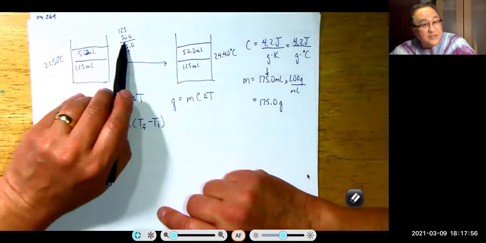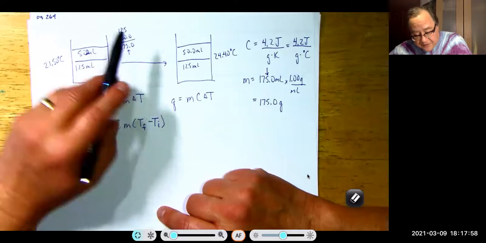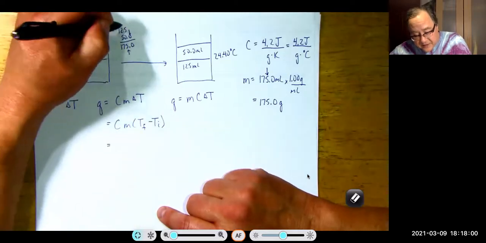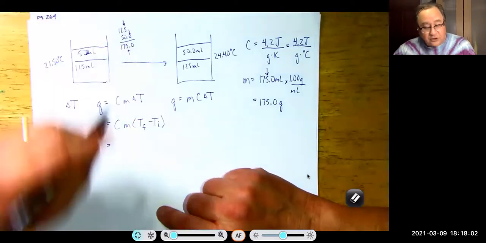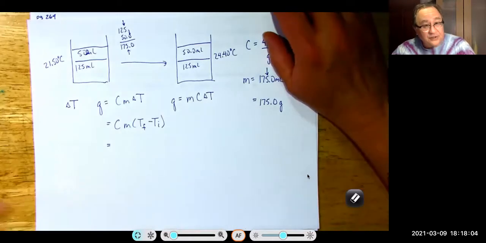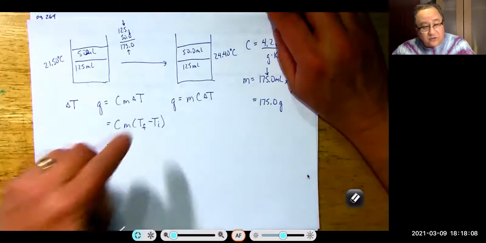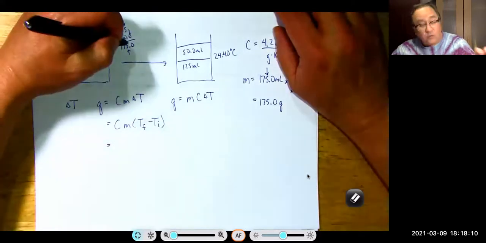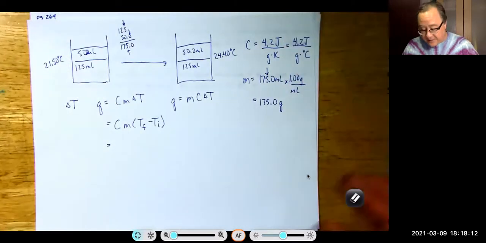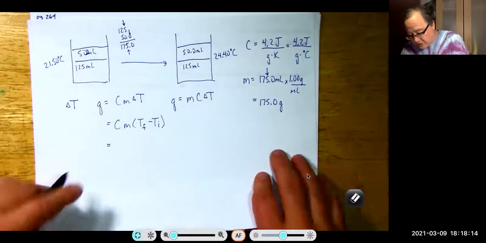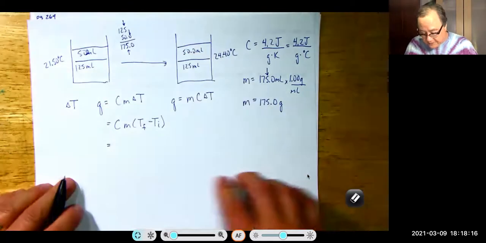Now, I'm going to put a little arrow here that points to the 5, because when I add these two numbers together, the 50 is good to the 10th, the 125 is good to the ones. The 1 is less precise than 10th. So this would be rounded to the ones, the rule for adding numbers together and carrying significant figures. So there's my mass for this formula.